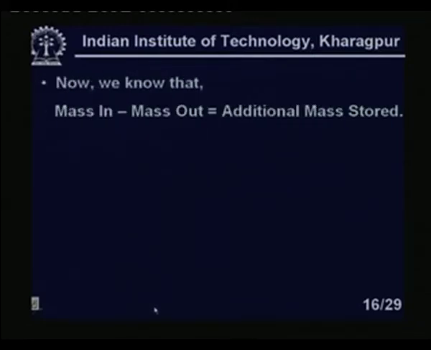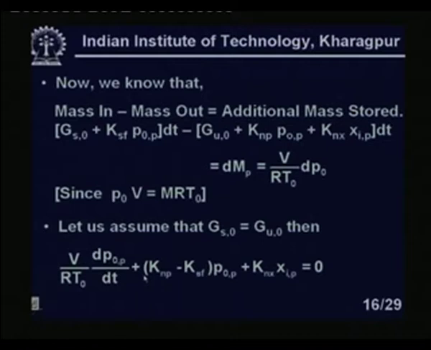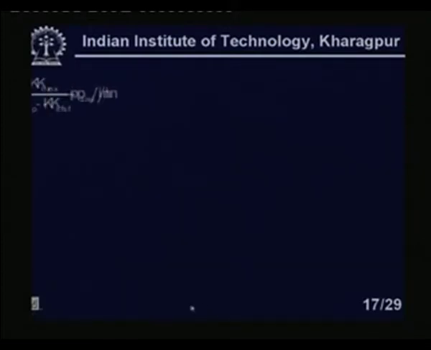Now, we know that mass in equal to mass out; mass in minus mass out is the additional mass stored, right. So, GSO plus KSF multiplied by POP dt minus GUO plus KNP POP plus KNX XIP dt, which I can write as DMP equal to V by RTO multiplied by dPO, since P0V equals MRT0. Let us assume that GSO equals GUO, then I can write V by RTO dP0P by dt plus KNP minus KSF P0P plus KNX XIP equal to 0.